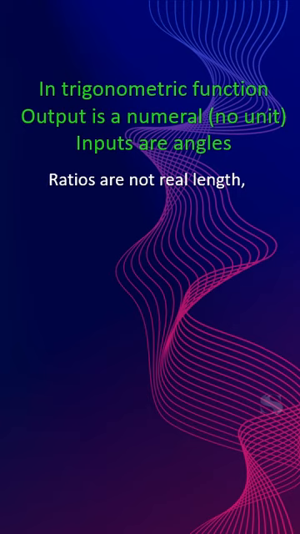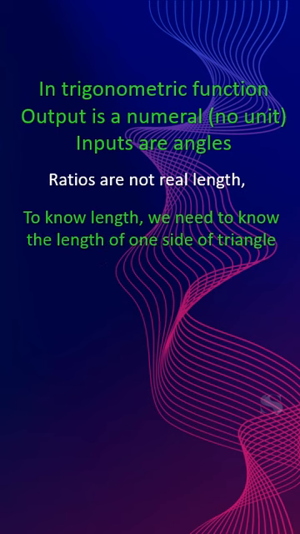But then, how can we know the actual length of sides, given the ratio of the sides? There is just one way. We need to know the actual length of at least one of the sides. And then, we can use the ratios to get the actual length of the other sides. This is a very important aspect of knowing trigonometric functions.